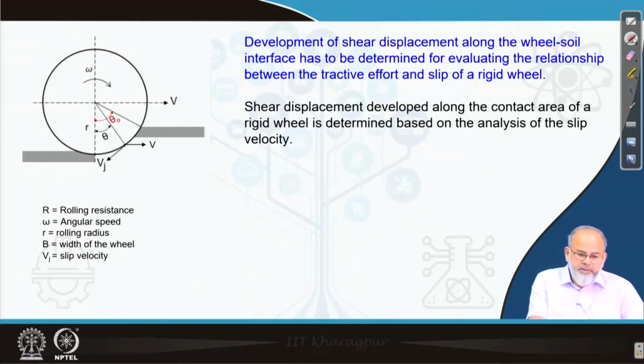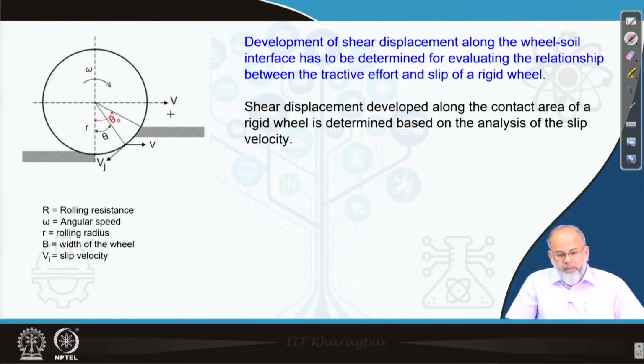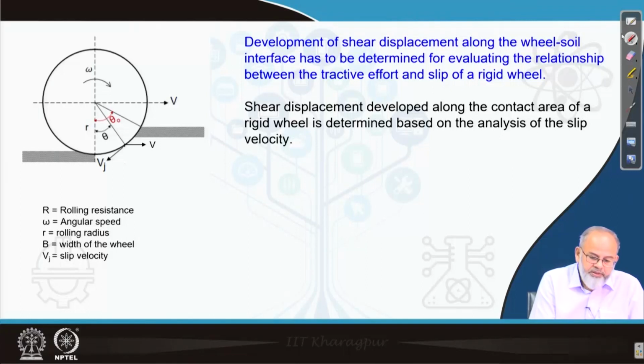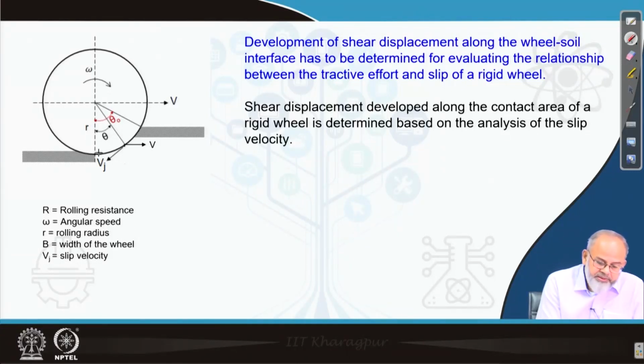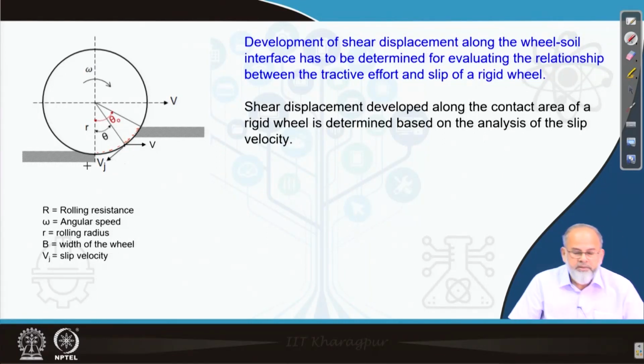If you look at this figure in the left corner, I have shown a powered wheel with a rolling radius r, moving with an angular speed omega, and v is the actual speed which I have indicated here. Since it is powered, it will develop a shear stress along the contact area. This is the contact area where you can develop the shear stress because of the interaction between wheel and soil.